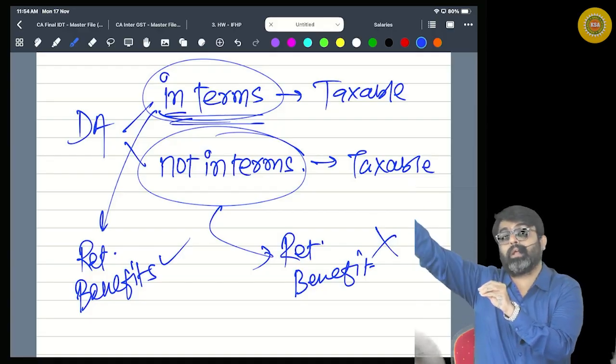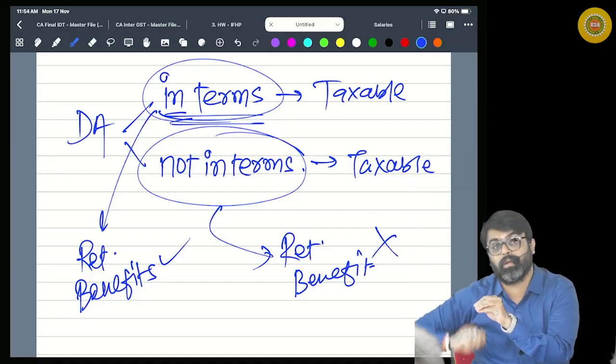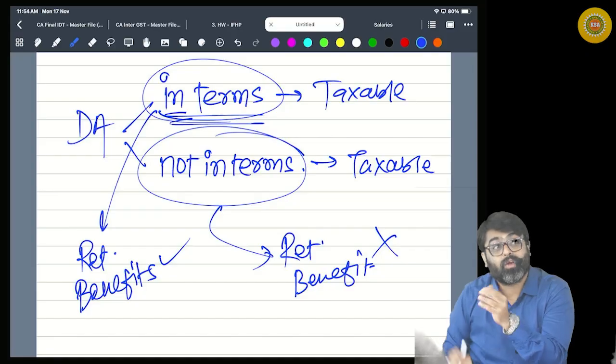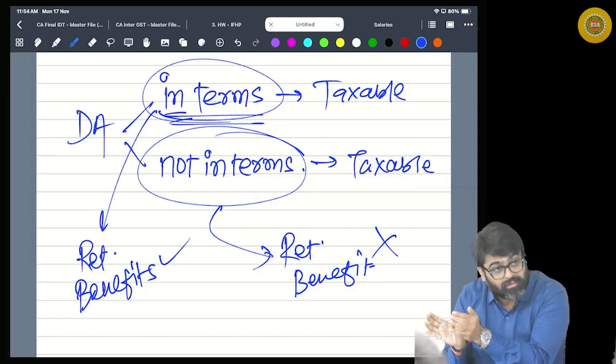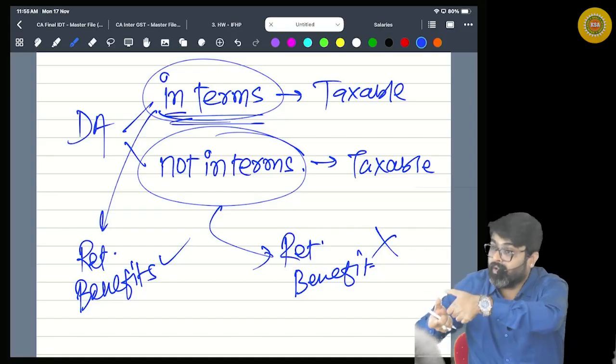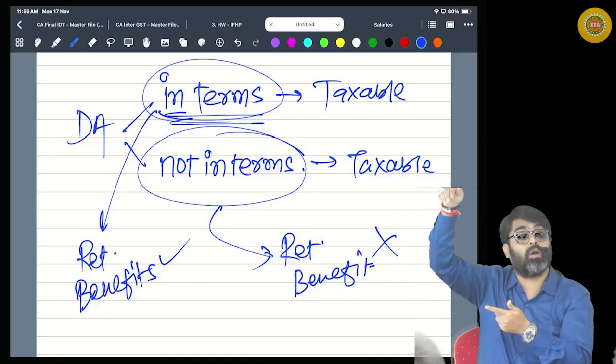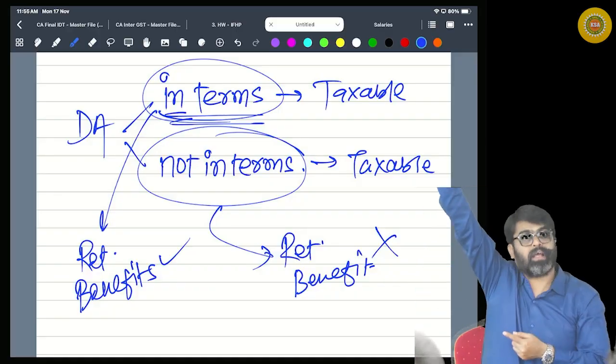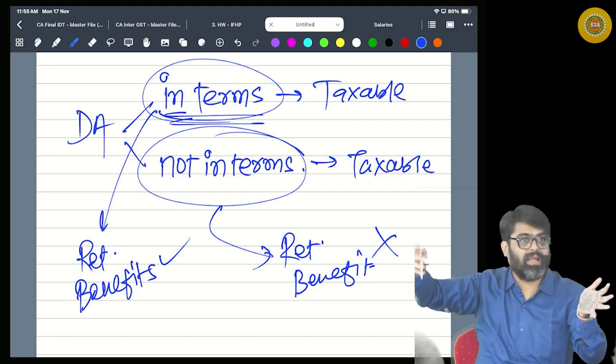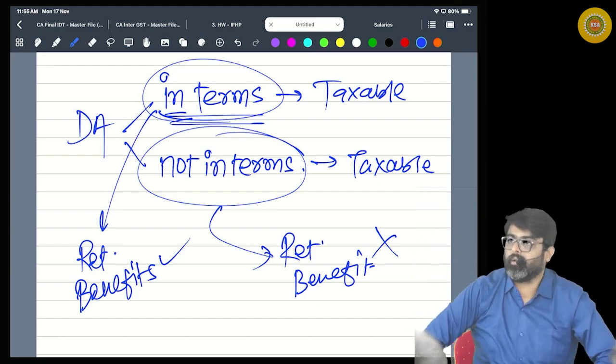That time, will you get higher retirement benefits or lower retirement benefits? Why? Because your contractual salary is less, because the DA is not written in the contract. If the DA would have been written in the contract, it would have formed part of salary to calculate your retirement benefits. Your salary would have been higher and retirement benefits would have been higher.